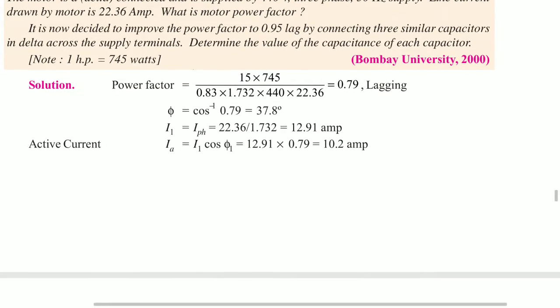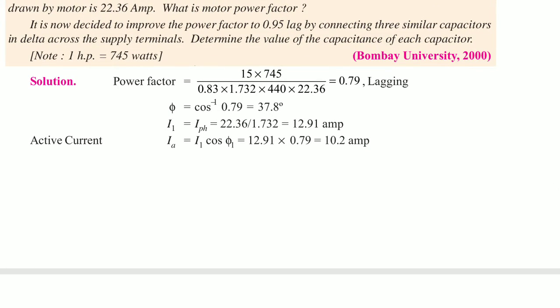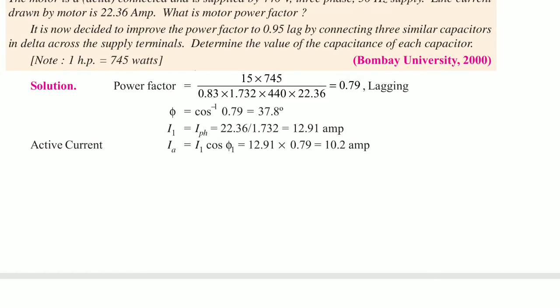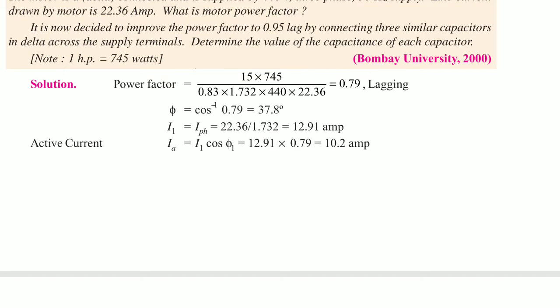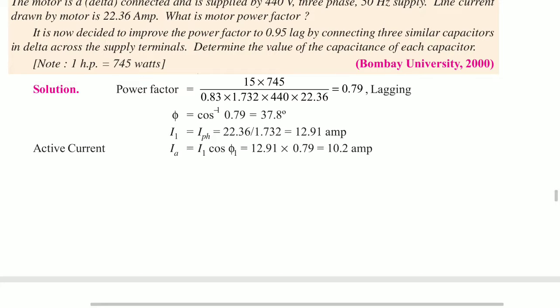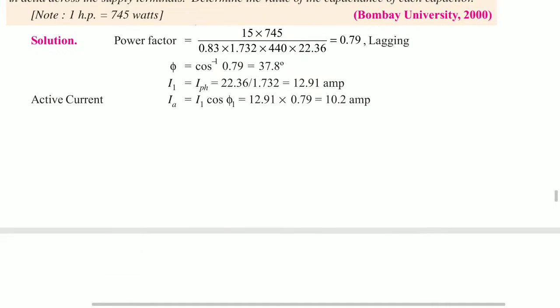Now for the active component of current, I cos phi, that is IA is equal to I1 cos phi 1. Here cos phi 1 is 0.79, and I1 is 12.91, the phase current. So 12.91 into 0.79 is equal to 10.2 amps. That is the active component of current.